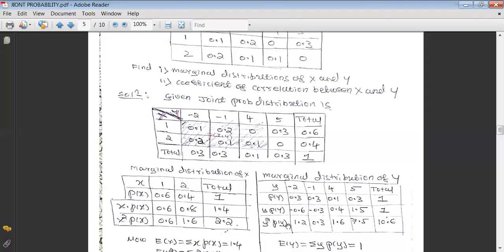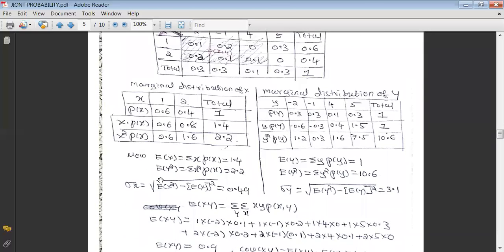Now, similarly, once you go for y square into p of y, y into p of y is already available. You multiply that by y again. Minus of minus becomes plus, 2 into 0.6, that is 1.2. Minus of minus plus, 1 into 0.3, that is 0.3. That is 4 into 0.4, 1.6. That is 5 into 1.5, that is 7.5. And the total of this leads to 10.6.